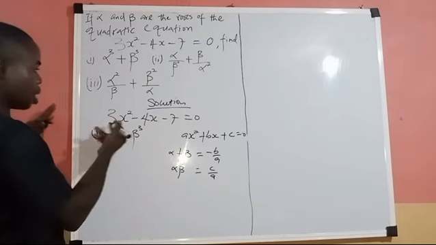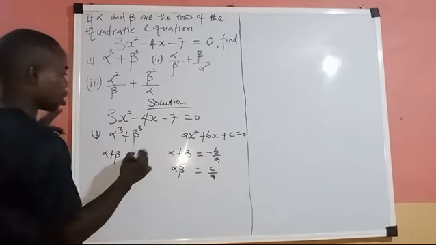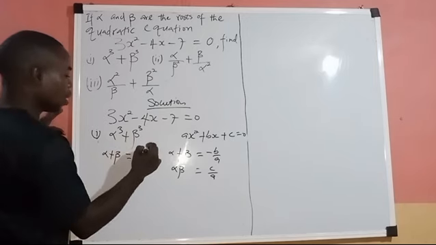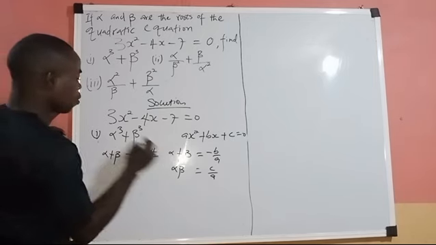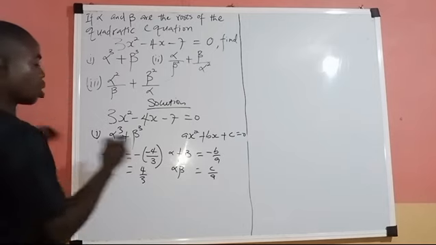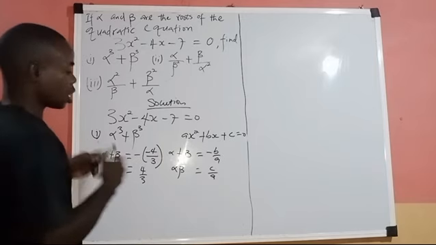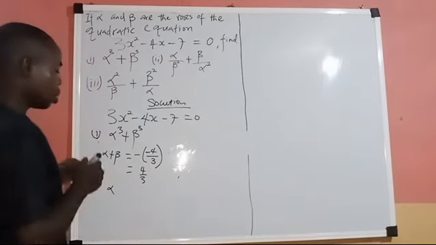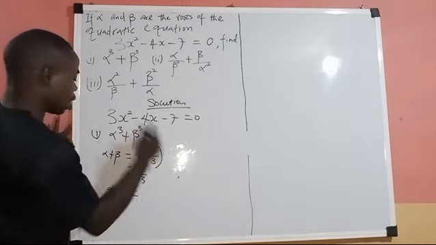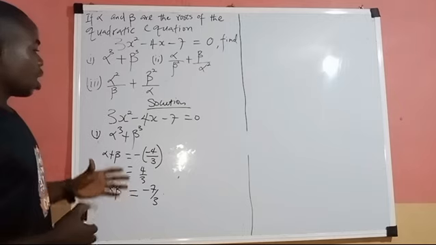Okay, so the sum of the roots, alpha plus beta, is equal to minus b divided by a. In this case, this is our a, this is our b, and this is our c. So we have minus minus 4 over 3, and this is going to give us 4 over 3, because minus multiplied by minus gives plus. And then the product of the roots, alpha times beta, is defined as c over a, which is minus 7 over 3. Now this is what we've gotten.